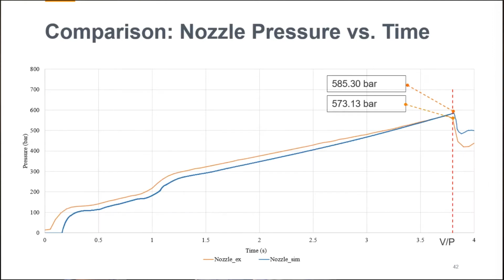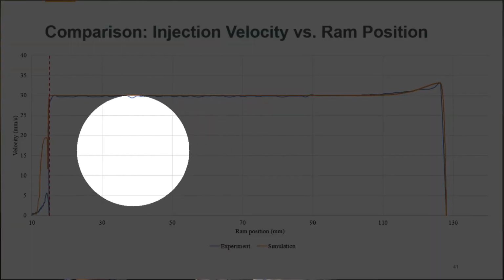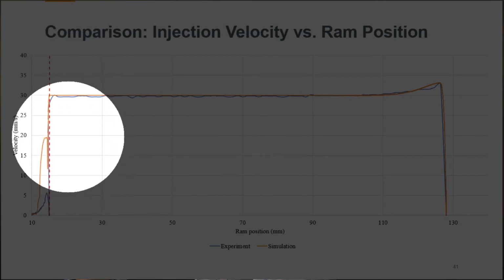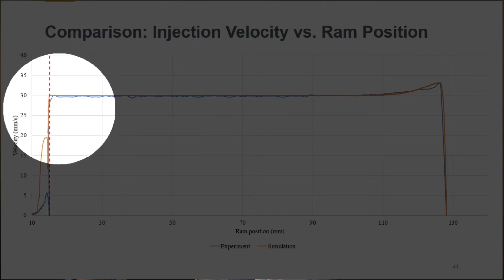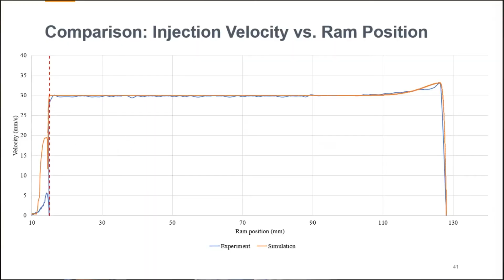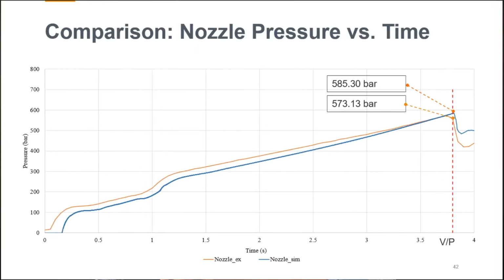And later on we can check the VP switchover here. So this is the end of velocity control, which is exactly the same as reality. Okay, and not just the VP switch time, we successfully capture the VP switch time, but also we get the correct VP switch pressure value.